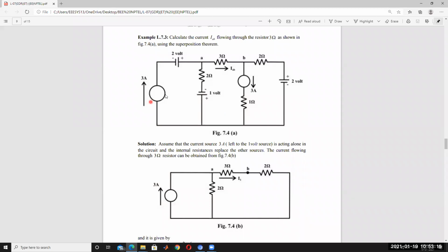By activating the 3 amps current source, we will get an equivalent circuit like this. This voltage source is short circuited, and this voltage source is also short circuited. The current source's internal resistance is infinity, that's why it is open circuited. Once it is open circuited, no current is flowing through the 1 ohm resistor. Infinity plus 1 is infinity, just like an open circuit. It has infinite resistance, that's why it is acting as an open circuit.